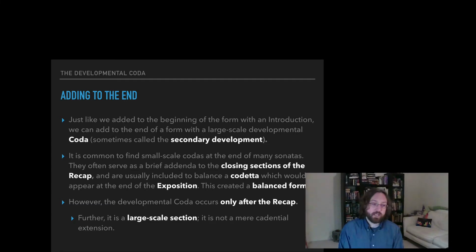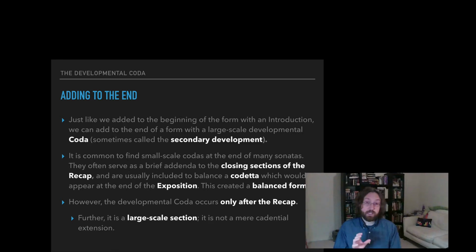They often serve as brief addenda to the closing sections of the recap, and they usually will balance a small codetta, which would appear at the end of the exposition. This would create a balanced form, and usually these small codas and codettas just served as cadential extensions.